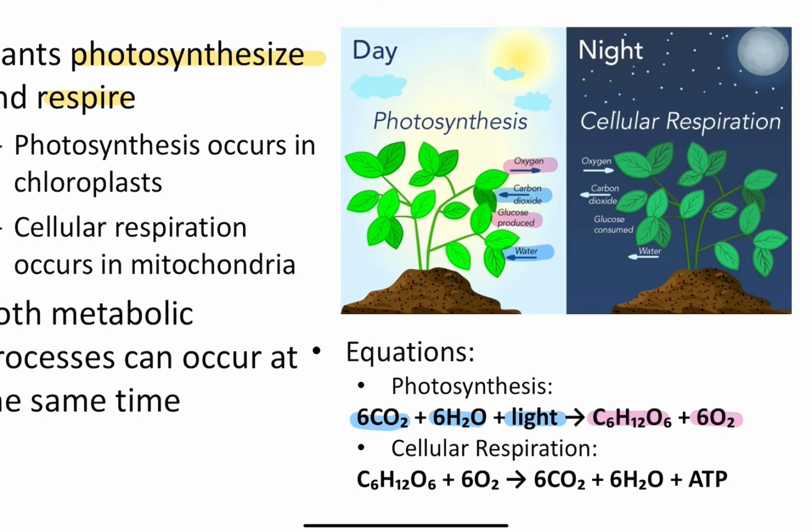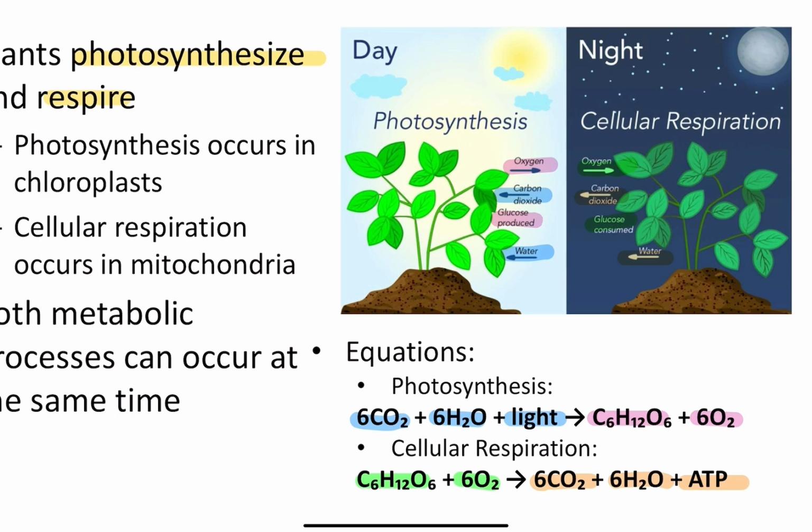Then at night, when we have no light, cellular respiration is going to take over. Cellular respiration is going to use oxygen and consume glucose, which is exactly what we're seeing here. And it's going to produce carbon dioxide and release water and energy in the form of ATP.